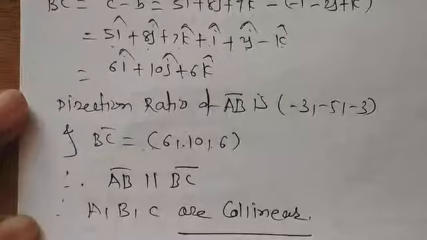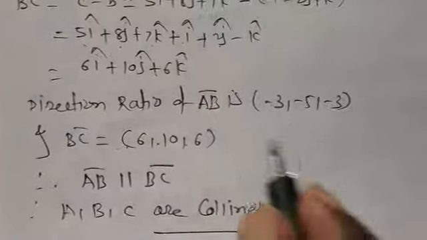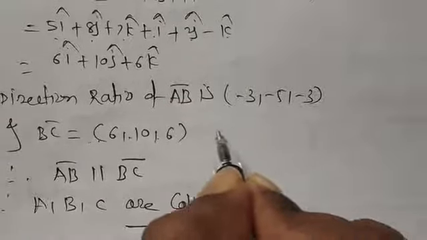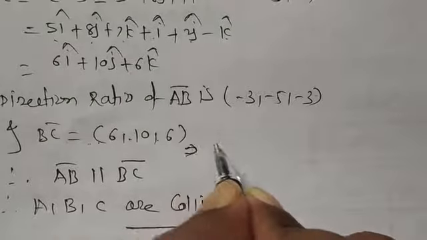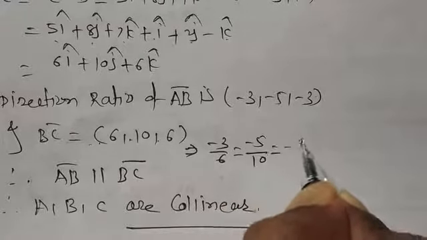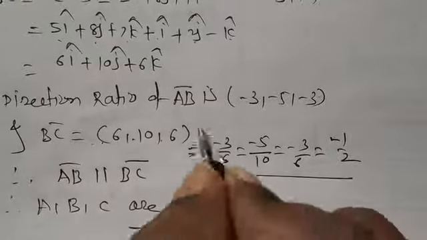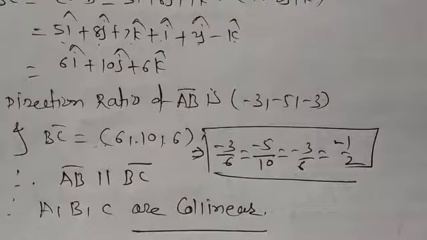It is a very simple way, but you have to just show that the direction ratios are proportionally equal. That means you have to write here, or you can just solve this: minus 3 by 6 equals minus 5 by 10 equals minus 3 by 6 equals minus 1 by 2. All the ratios are equal. Hence, AB bar is parallel to BC bar, or the points are collinear.